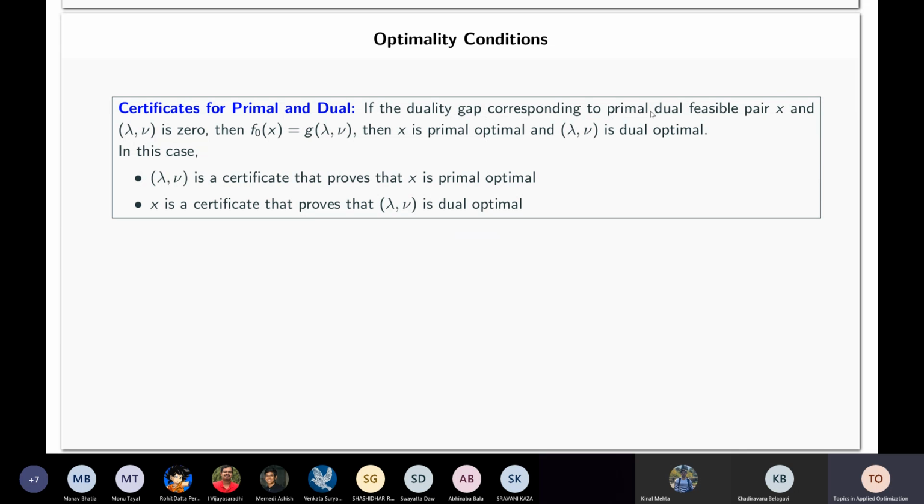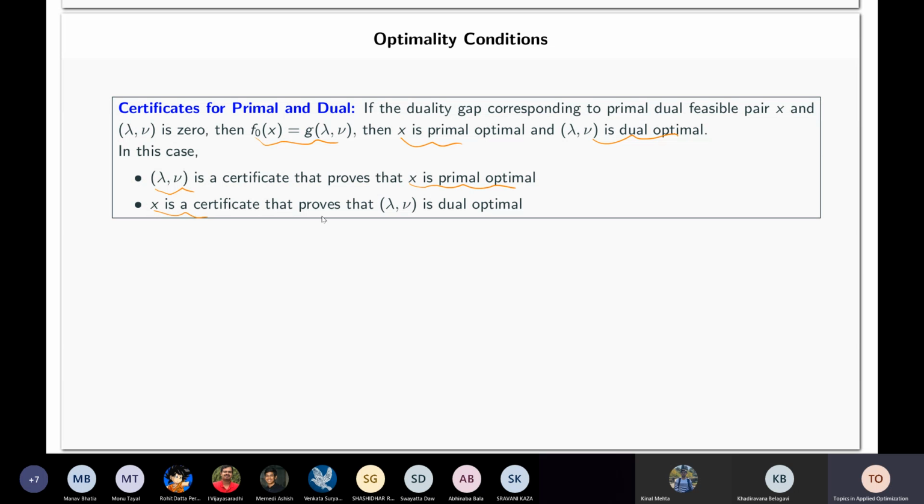Certificates for primal and dual: if the duality gap corresponding to the primal and dual feasible pair x and lambda, nu is 0, then obviously this is equal, and we claim that x is primal optimal and lambda, nu is dual optimal. Here lambda, nu is the certificate that proves that x is primal optimal, and x is a certificate, on the other hand, for lambda, nu.